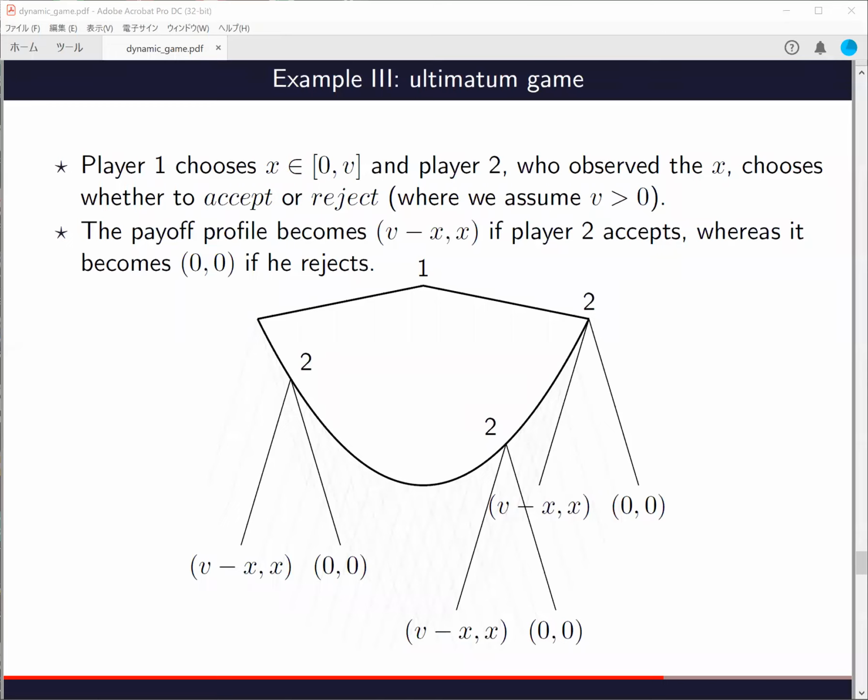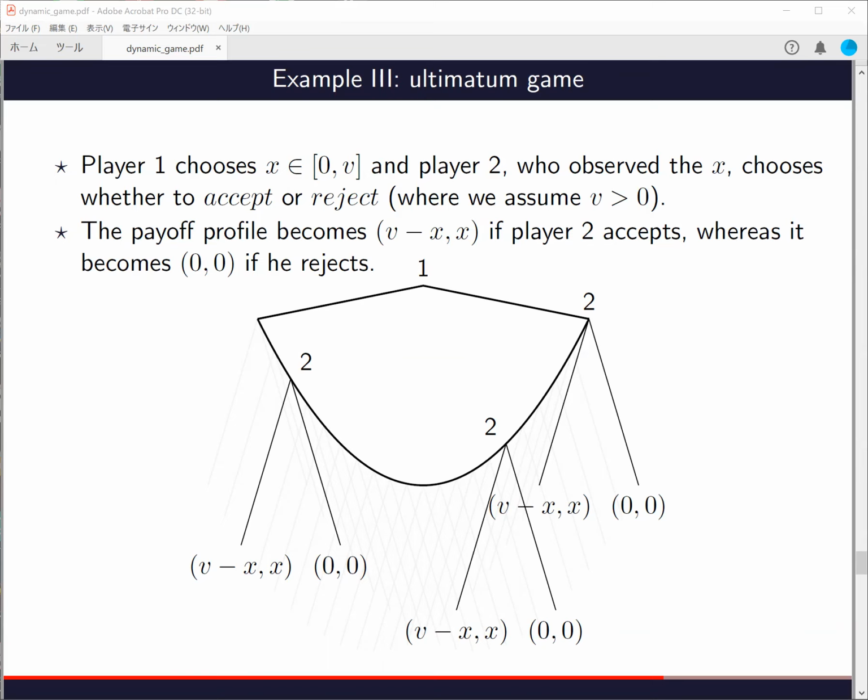Now, let us consider an example of an ultimatum game. In this game, player 1 first chooses offer x, which is a number between 0 and v, where v is some positive constant. Then player 2, who observes x, decides whether to accept or reject the offer made by player 1. The payoff for player 1 is v minus x, and the payoff for player 2 is just x, if player 2 accepts the offer. Both players receive nothing if player 2 rejects the offer.